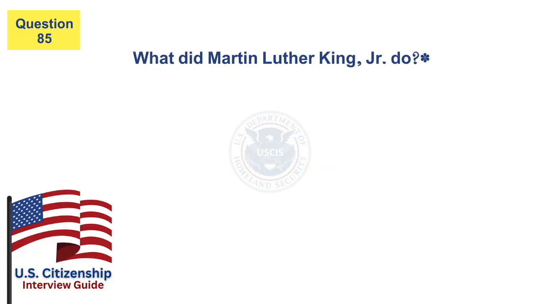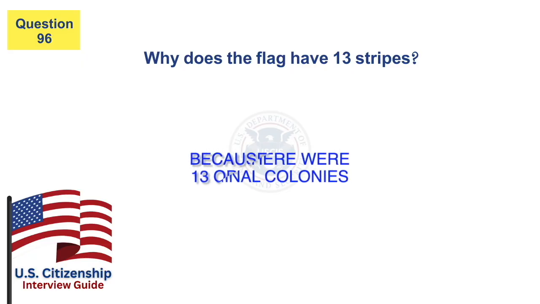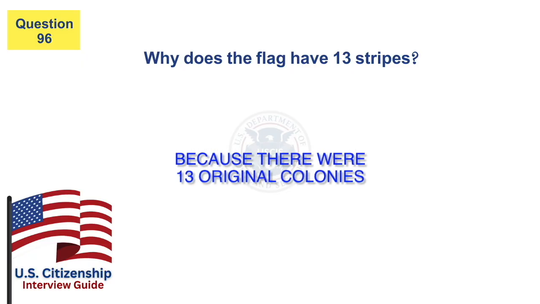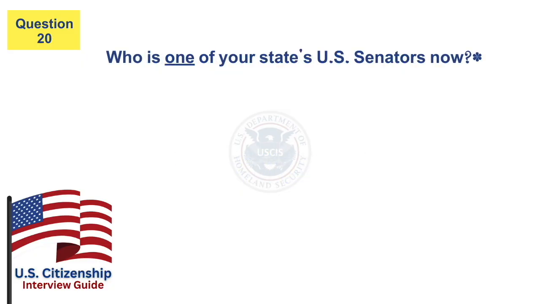What did Martin Luther King Jr. do? Fought for civil rights. Why does the flag have 13 stripes? Because there were 13 original colonies. Who is one of your state's U.S. senators now?